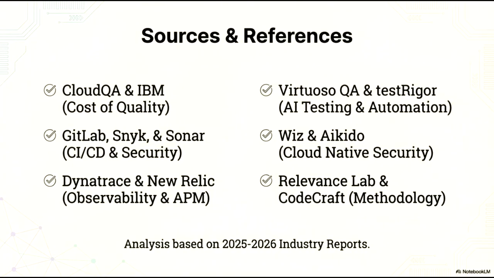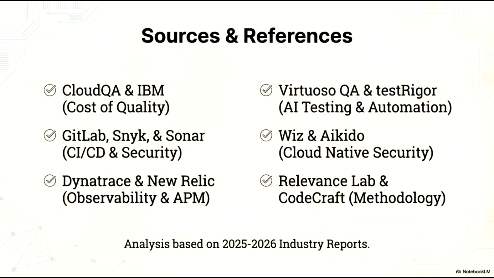The analysis provided in this presentation is supported by data and frameworks from leading organizations across the technology sector. Regarding the cost of quality, we reference studies from Cloud QA and IBM. Our security and CI/CD insights are drawn from GitLab, Snipe, and Sonar, while observability and APM trends are based on reports from Dynatrace and New Relic.